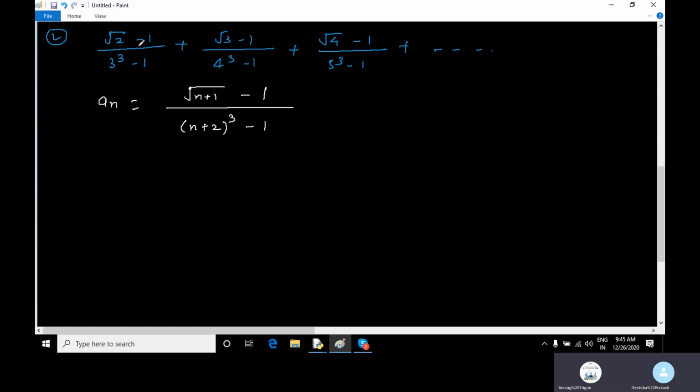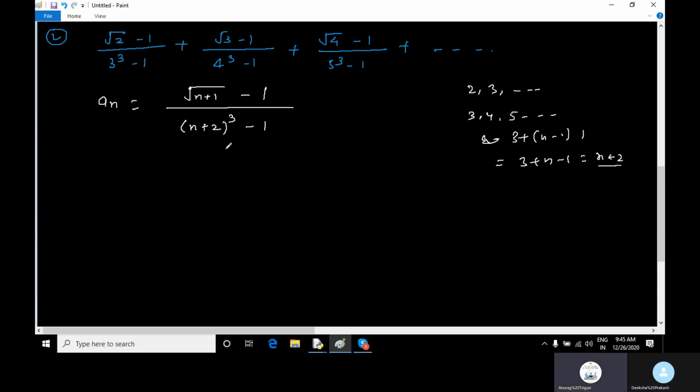This one also you can do by the same AP, which I said 2, 3, 4 is going on in the numerator, that part. And here 3, 4, 5 it's going on. So a plus, that means 3 plus n minus 1 into 1. So 3 plus n minus 1, which is n plus 2, right?